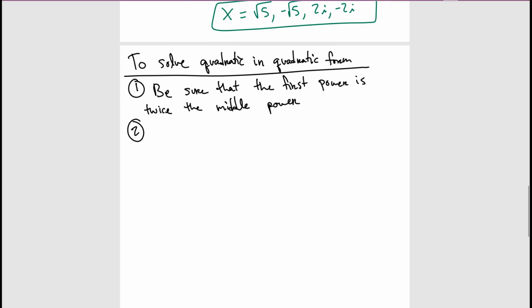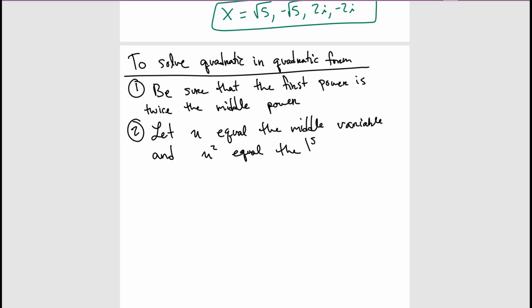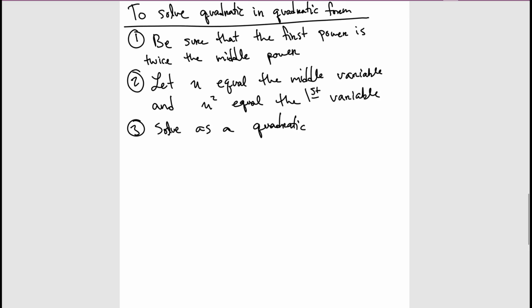Okay, the second thing that you want to do, once this checks out, let me write it like this. Let u equal the middle variable, and u squared equal the first variable. Okay, then solve as a quadratic. Okay, so those are basically the steps.